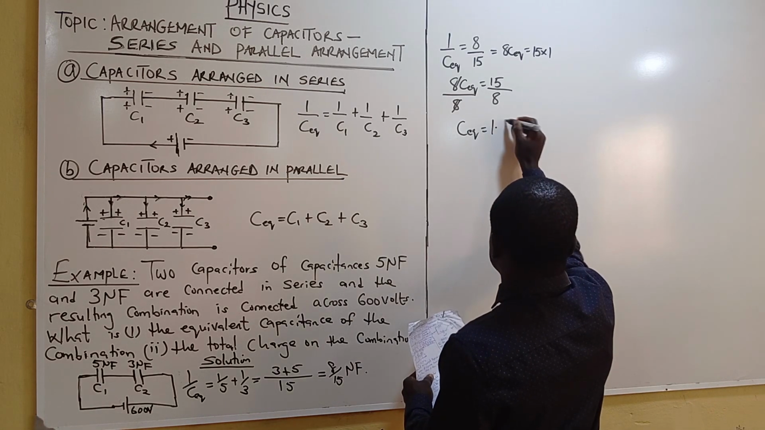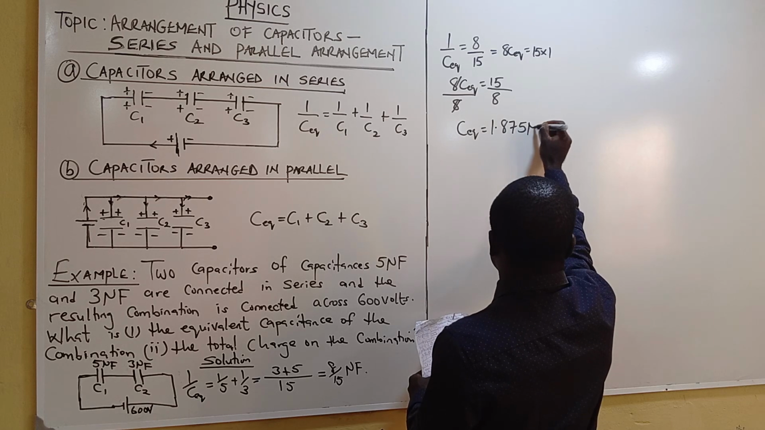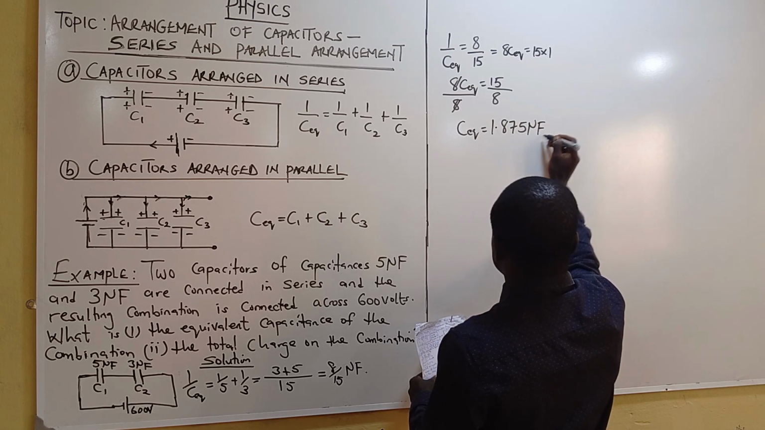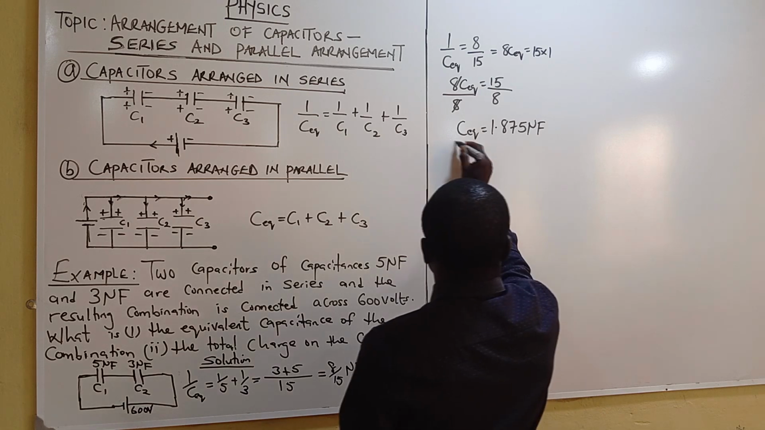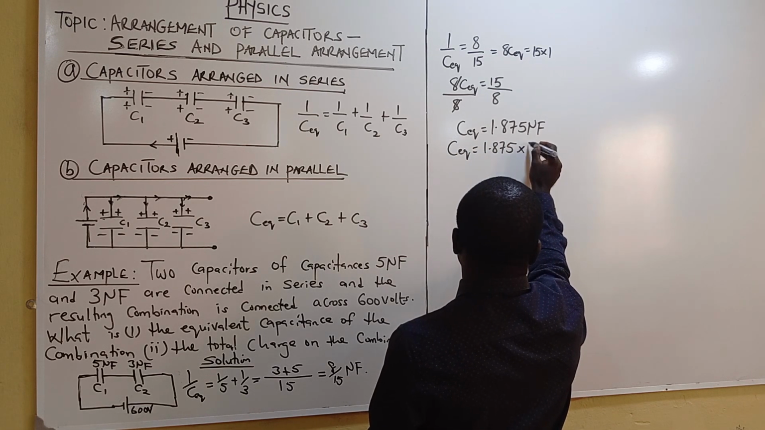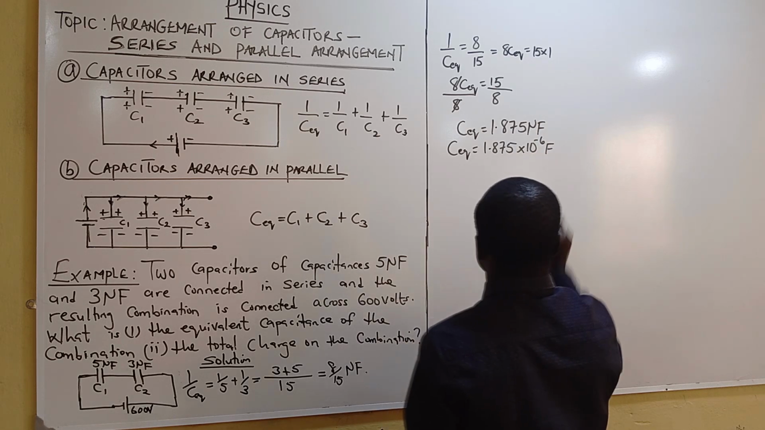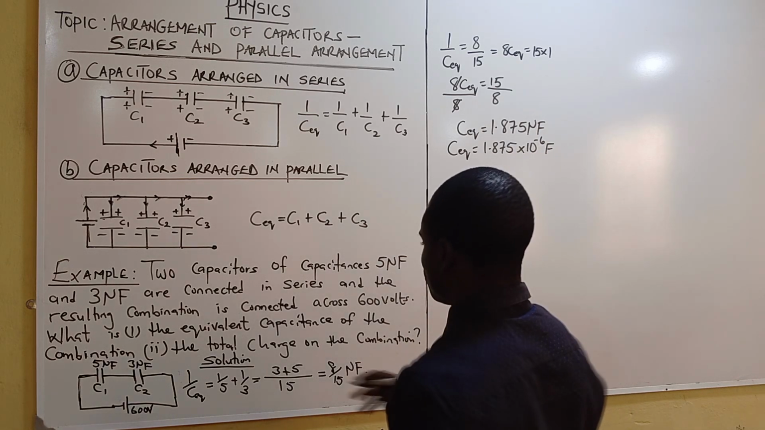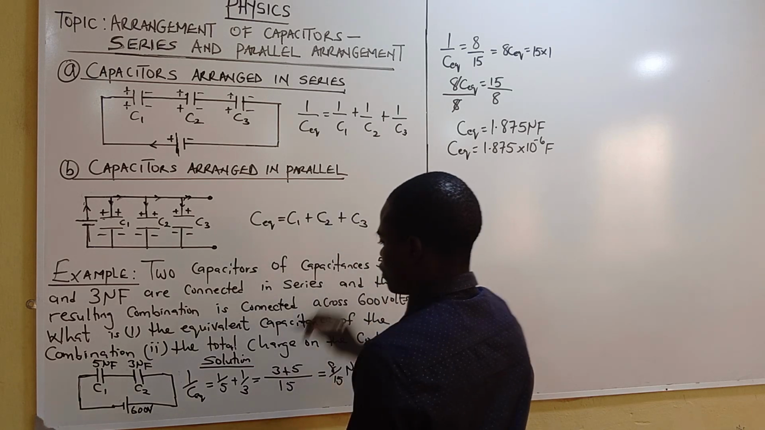We have 1.875 microfarad, which is 1.875 times 10 to the power minus 6 farad. Micro is 10 to the power minus 6. Now we have to look for the total charge in the combination, in the second part of the question.